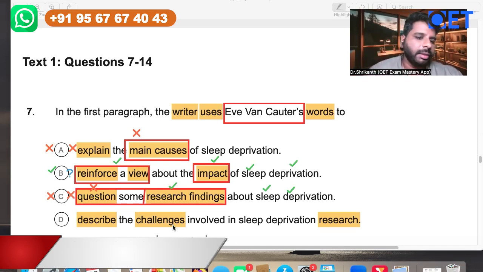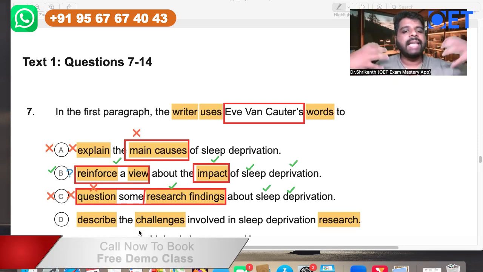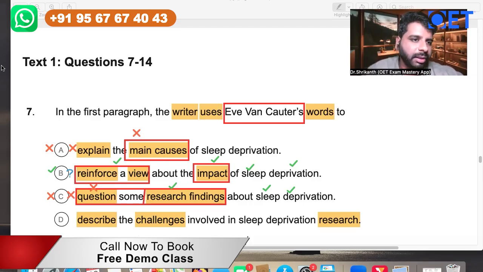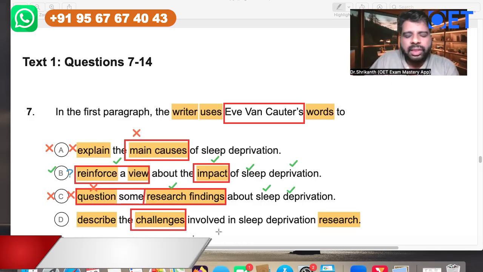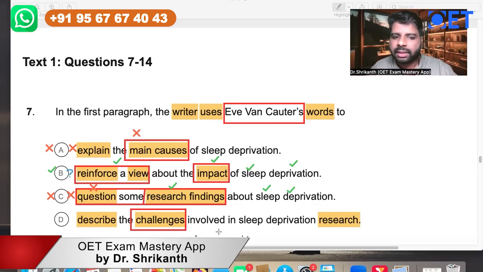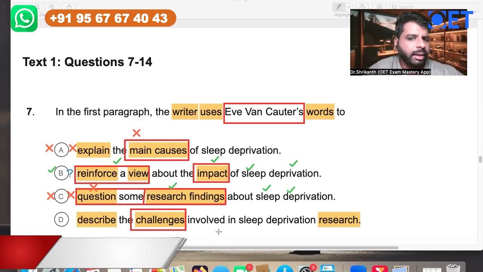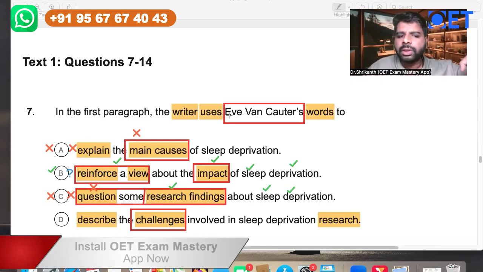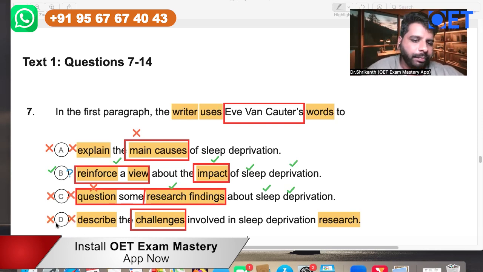And what about option D? D is telling us to describe the challenges involved in sleep deprivation research. We did not read anything regarding any challenges. Did we read that it is very expensive, or very difficult to get participants, or that we don't have scientists? We did not read any challenges like that. And definitely he is not using Yvonne Cotter's words to describe challenges. So we can eliminate answer option D. D is the easiest to eliminate.